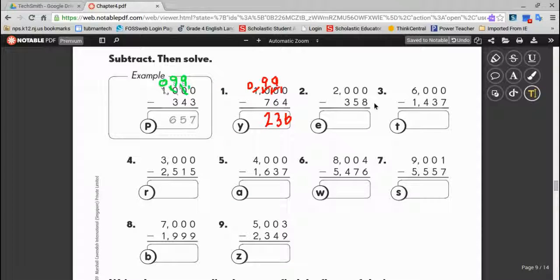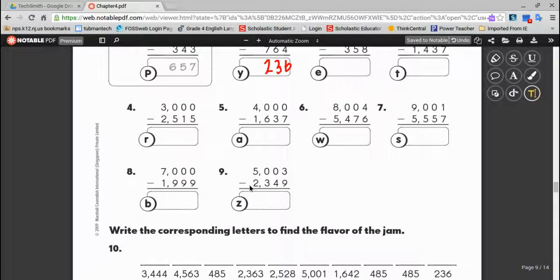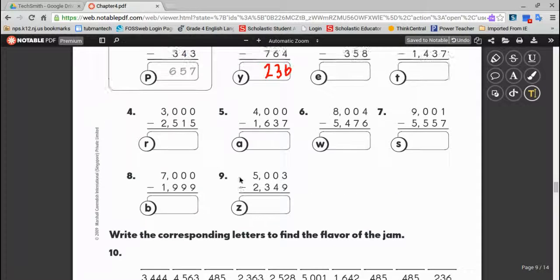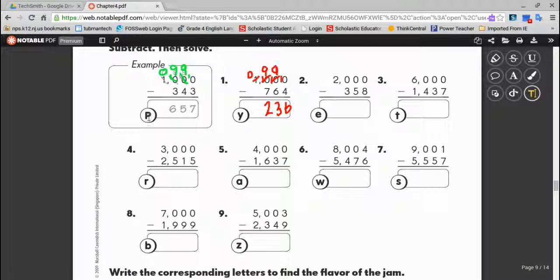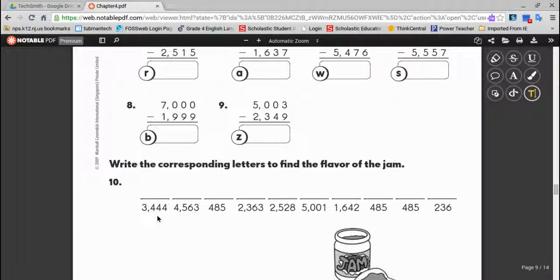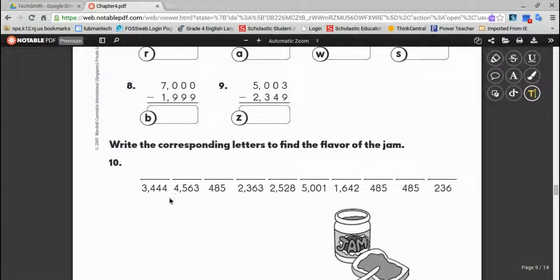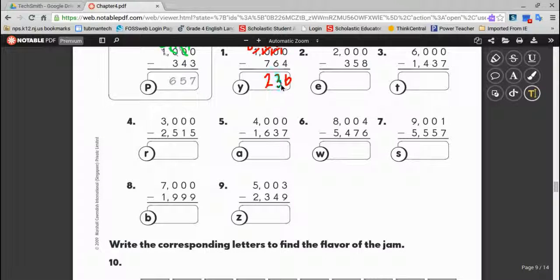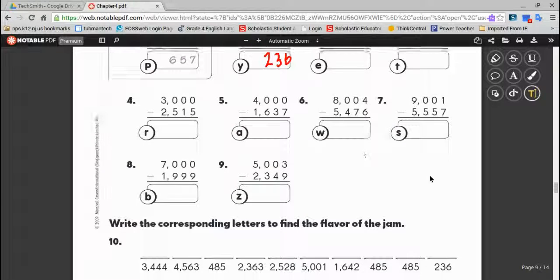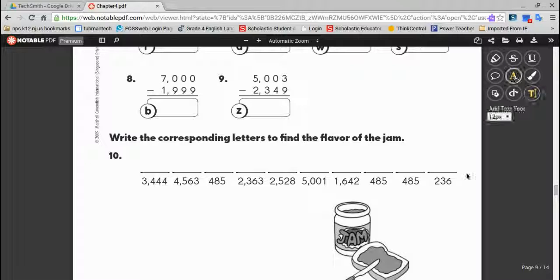Okay, now once I figure out the rest of these answers, I can put the corresponding letters to find the flavor of jam. So if you look at 657, that's letter P. So I'm looking for 657, and I don't see it over here, but I do see 236, so 236 is right over there, and that is letter Y. So I'm going to put the letter Y over here.